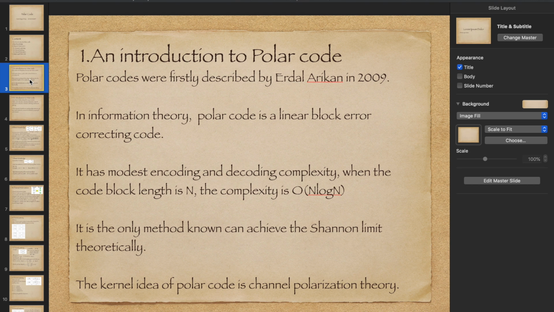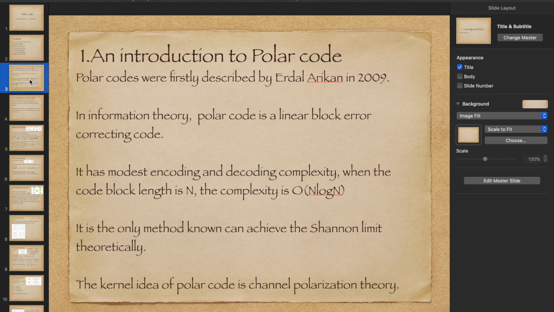Polar codes were first described by Dr. Erdal Arikan in 2009. He is a Turkish scientist. In information theory, polar code is a linear block error correcting code. It has modest encoding and decoding complexity. When the code block length is n, the complexity of both is n log n.